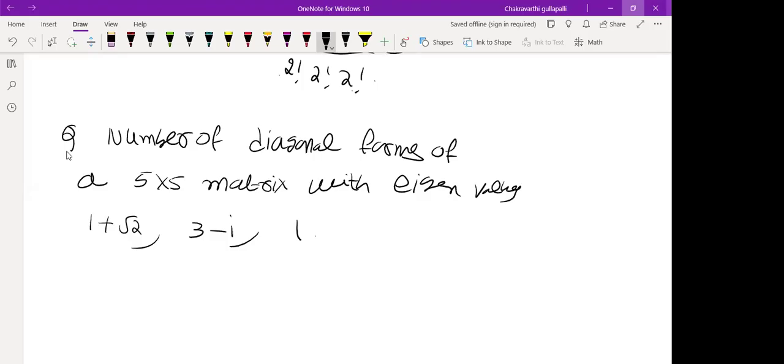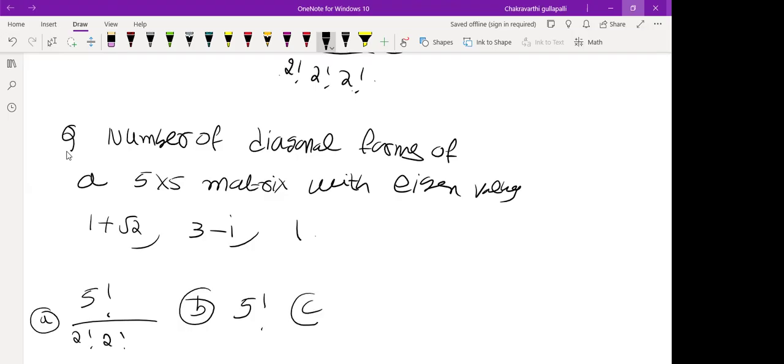Can anyone of you tell me the answer? 5 factorial by 2 factorial into 2 factorial. Somebody has given this. Who told this answer? Okay, so he gave one answer. He is very close to the answer. 5 factorial is the most tempting option. Who told? Yes, madam, 5 factorial. His answer. C, 3 factorial. D, 5P3. Tell me which option is correct.